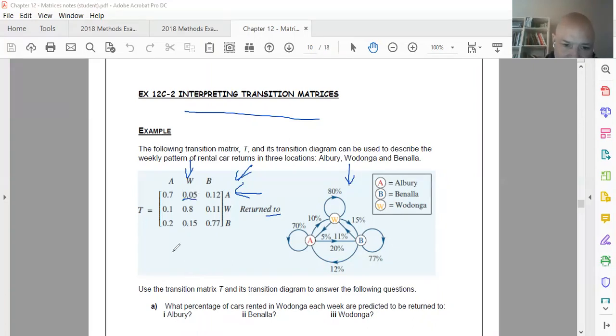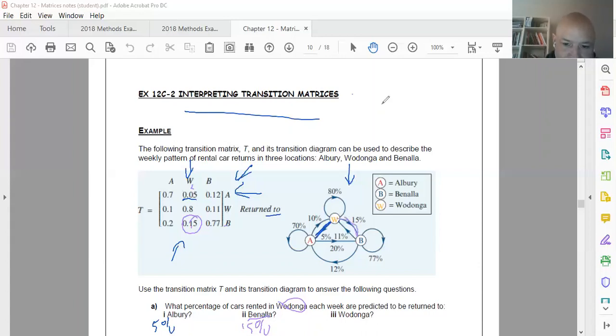Remember, this is a decimal in the diagram, so all we have to do is times that by 100, so we get 5%. We can also see it from Wodonga to Albury is that line there, which is our 5%. Part B, going from Wodonga to Benalla. Wodonga to Benalla is that one there, so times that by 100, 15%. We can see it here, Wodonga to Benalla, 15%.